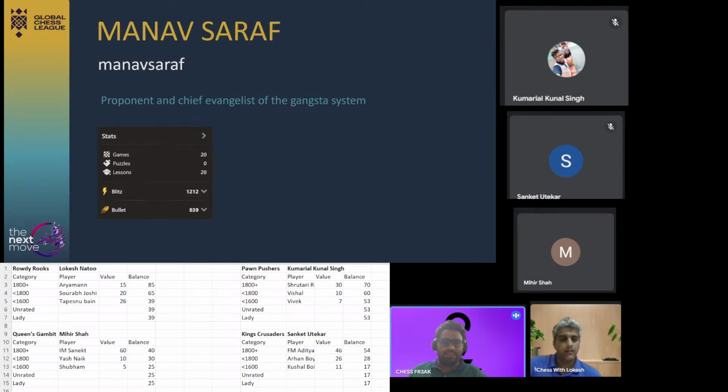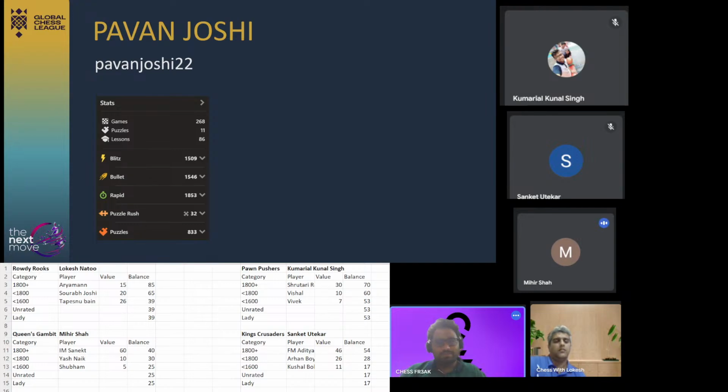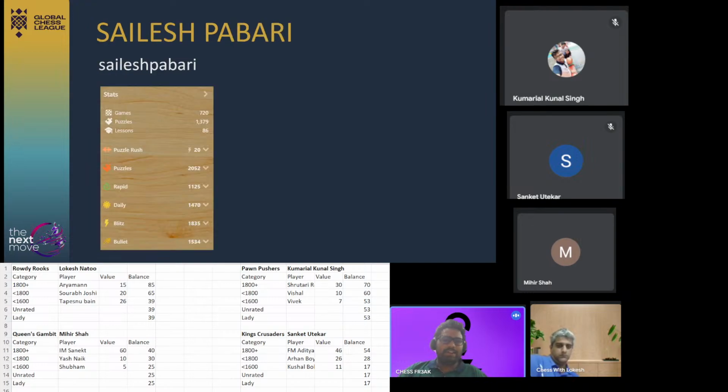The second player, Manav Saraf, who says proponent of the gangster system. Now, guys, what is the gangster system? Do not ask us. But Manav Saraf has a bits rating of 1212 in the unrated section. Pawan Joshi, guys, he has not given any write up about him. He's going to be another player, 1509 bits rating, rapid rating of 1853, very strong player. And the last player is Shailesh Pabari.